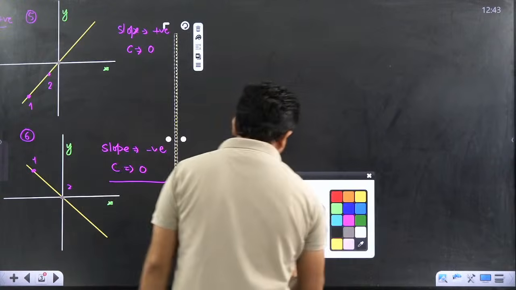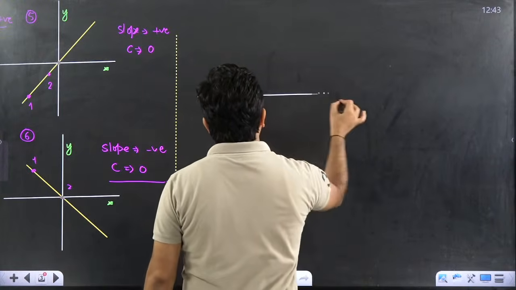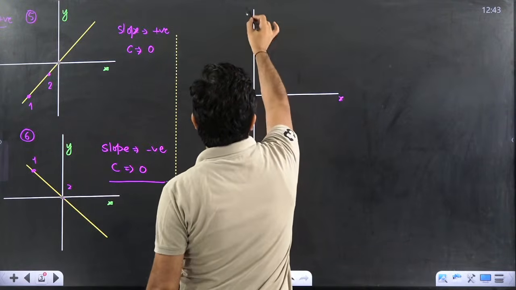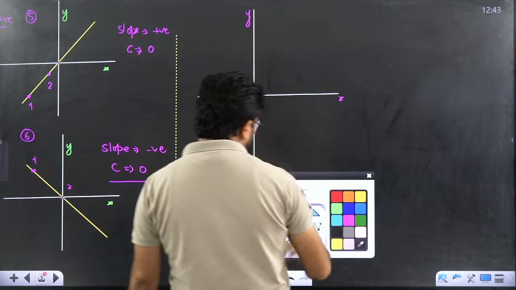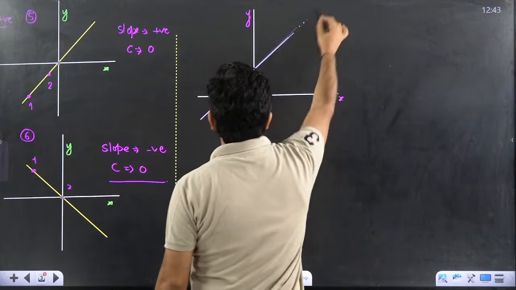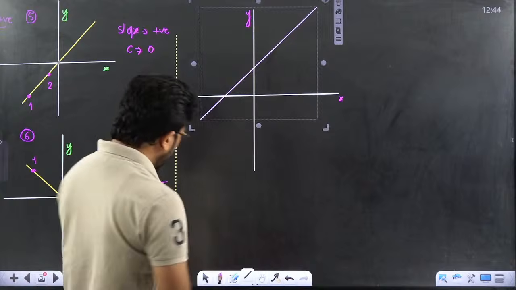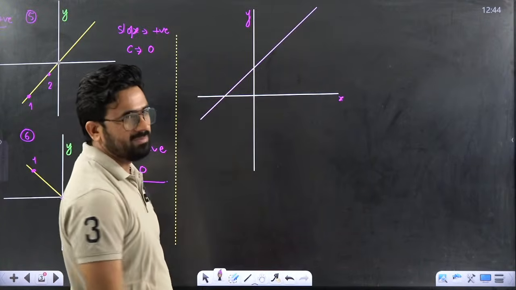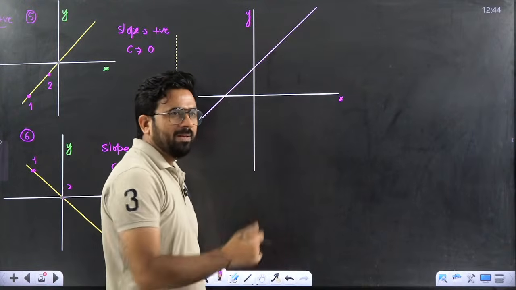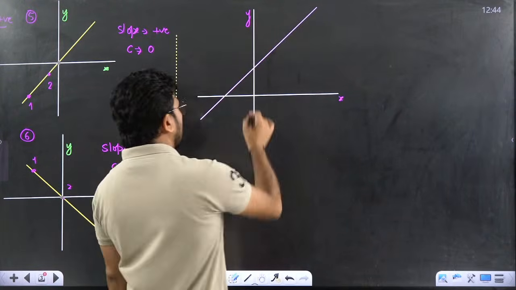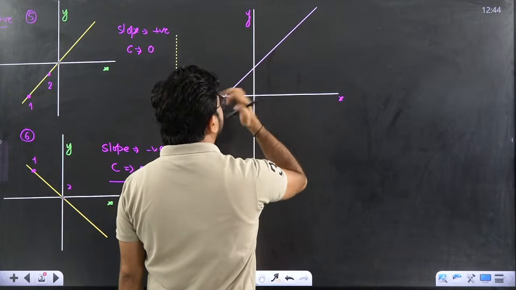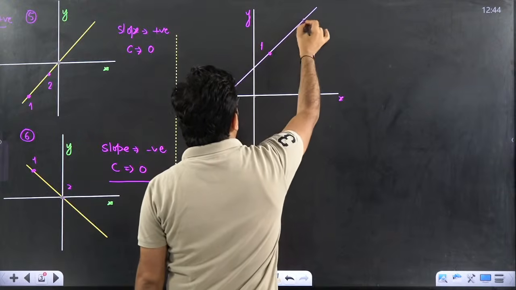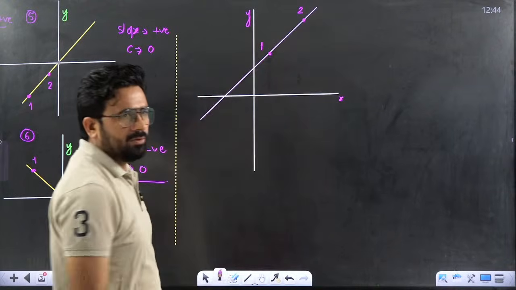Very simple. Suppose I am taking a very simple diagram here. This is your x-axis, this is your y-axis. Suppose here one straight line is given to you. Already you know its slope is positive. Intercept also positive, just now I explained. Please try to understand it. On this line there are 2 points given, this is point 1 and this is point 2. This is clear to you.